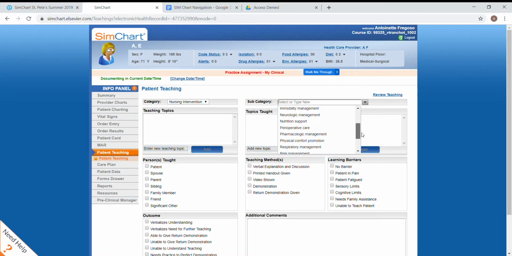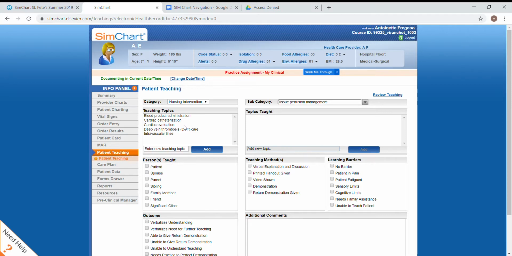Let's see here. Tissue perfusion management. DVT care. We're going to talk about medications here. I think we've got to add this. We're going to do prevention, SCDs, fact sheets. We're going to talk about TED hose, stockings at home.